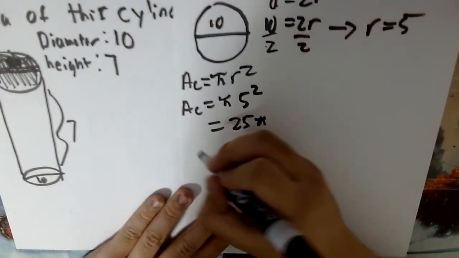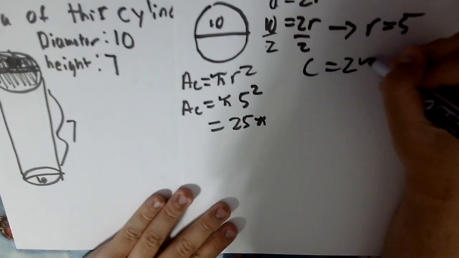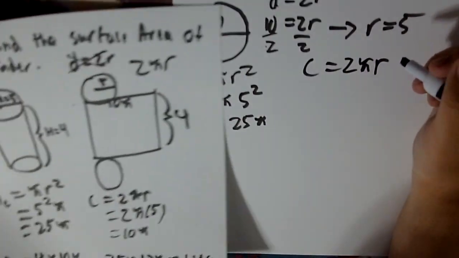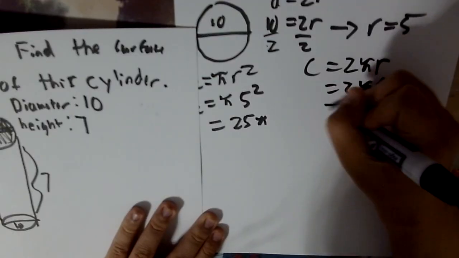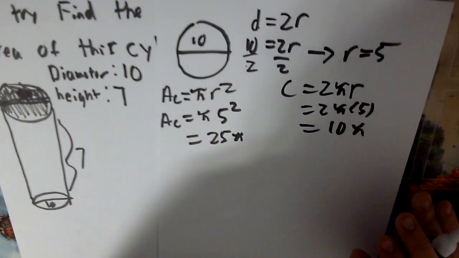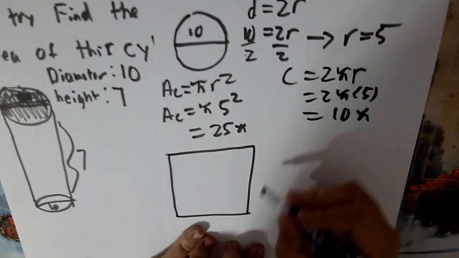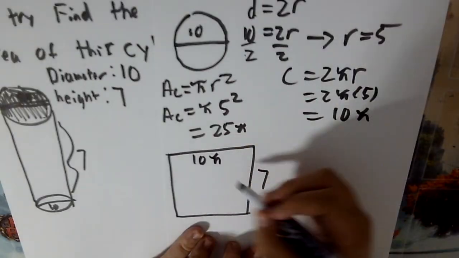So let's go find the circumference. C is equal to 2 pi r, right? So that's the circumference of the circle, and from our work right here, we'll have 2 pi times 5, which equals 10 pi. That is the circumference of the circle. And now we're on to the last bit, which is we're going to find the area of the rectangle. We know the height is 7. We know the circumference is 10 pi.